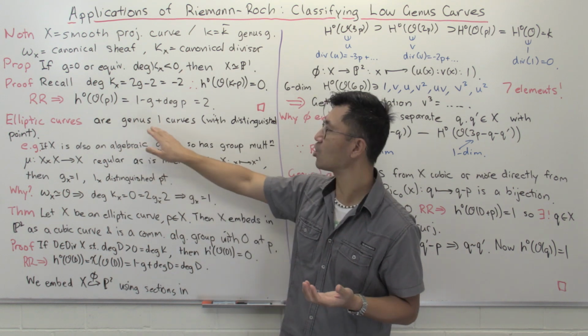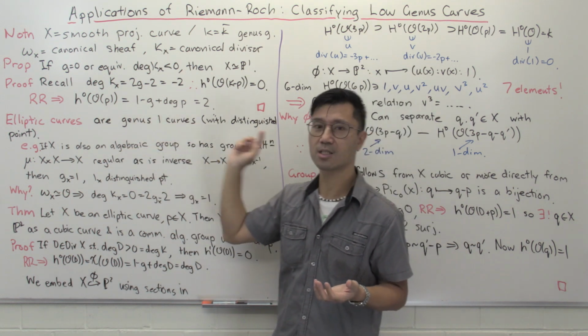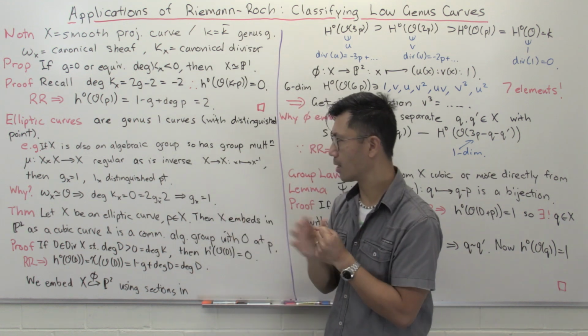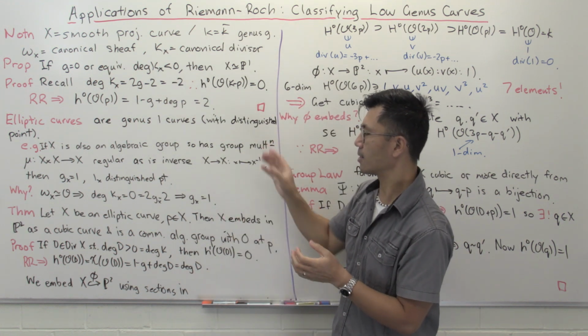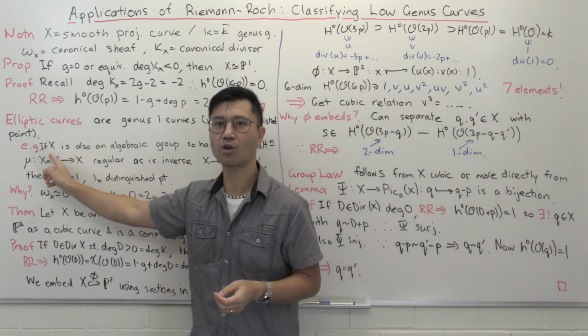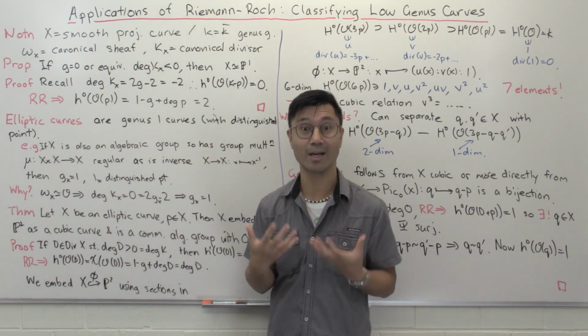An elliptic curve is a genus 1 curve with a chosen distinguished point. Okay, so let's just give a little example so that we can get some feel of what's going on here. So suppose your smooth projective curve X is also an algebraic group.